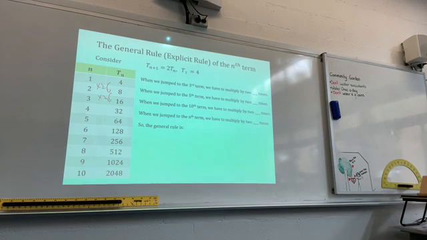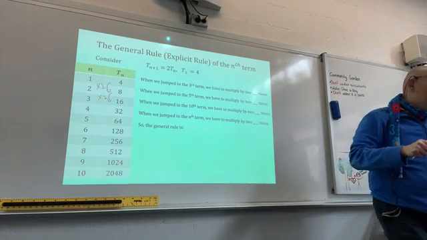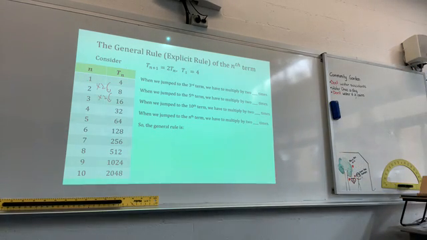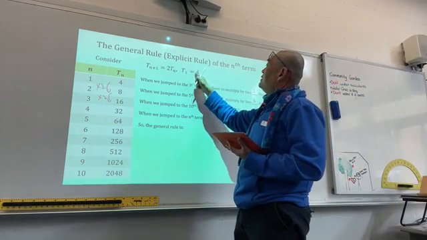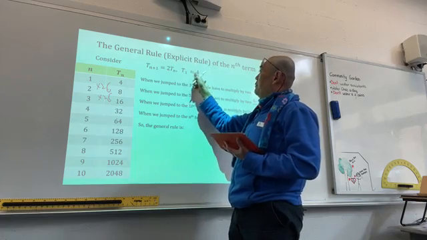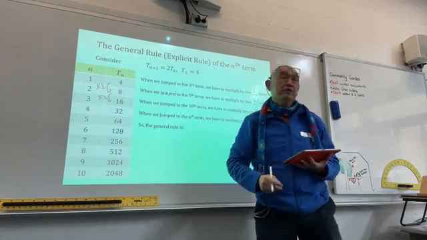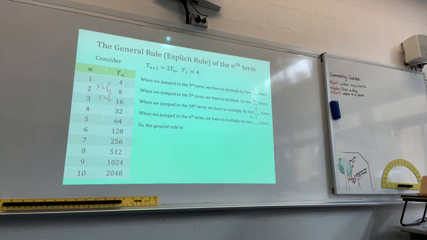Alright, let's have a look at the statement here. When we jump to the third term, how many times have we multiplied the first term by 2? 2 times. What about the fifth term? 4 times. And therefore, for the nth term, it is n minus 1. Alright? So, your starting term is 4. And you know the ratio is 2.